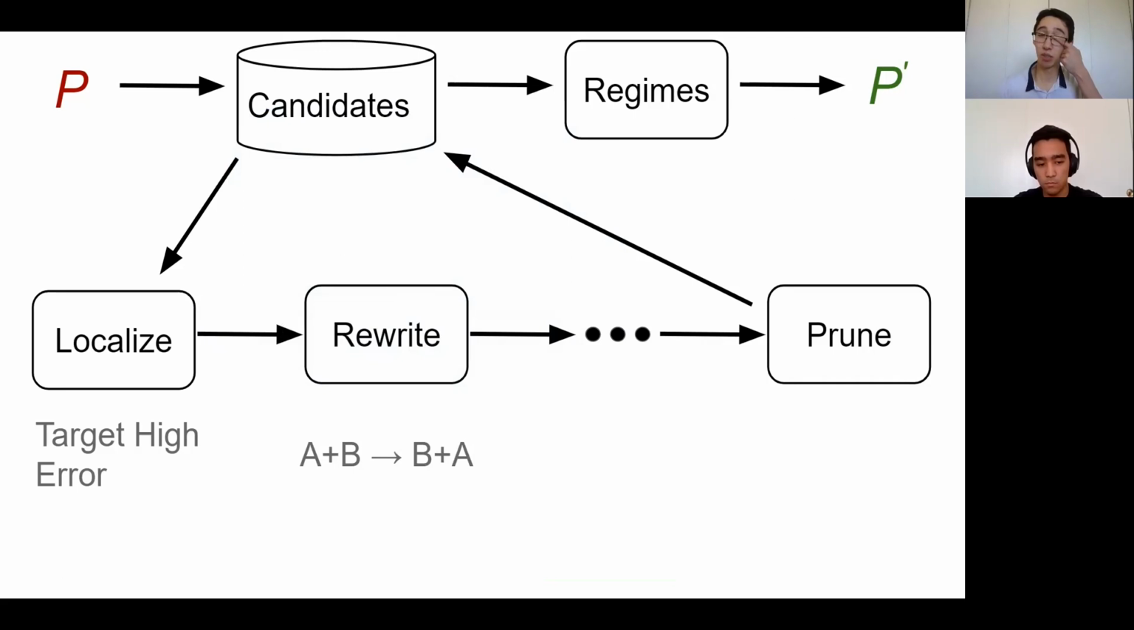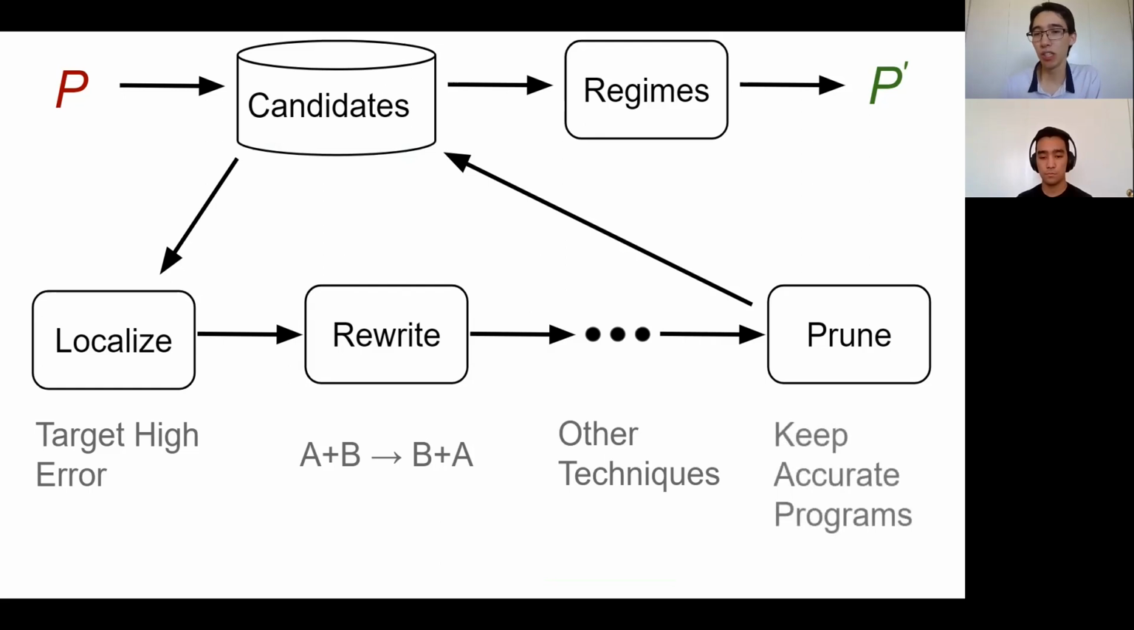Applying all these rewrites gives us a bunch of new candidate programs, and we also apply a couple of other techniques like series expansion to get more programs. But after producing so many programs, we need to figure out which ones are good and which ones are bad. Since Herbie optimizes solely for accuracy, we only care about how accurate these new candidates are. So the job of the prune phase is to only keep accurate programs, where accurate means it's the most accurate on at least one point.